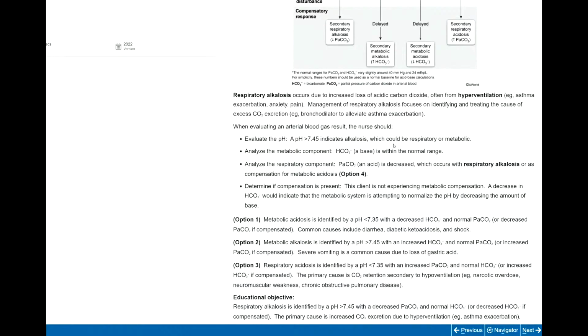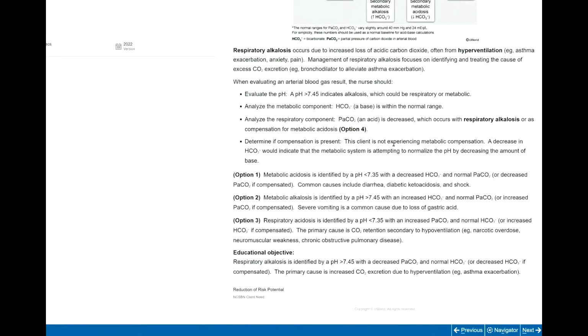Important to note that the compensated respiratory alkalosis, which is also called secondary metabolic acidosis, is pretty uncommon because interventions are made quickly before the body has time to compensate. We want to make sure that oxygen is getting in as quickly as we can and that we are not causing our client to be more hypoxic than needed. So, educational objective, again, if the pH is greater than 7.45, the bicarb is normal and carbon dioxide is decreased, we have respiratory alkalosis. So one more time, we'll point out down here, we've got our client need category, and that is reduction of risk potential.